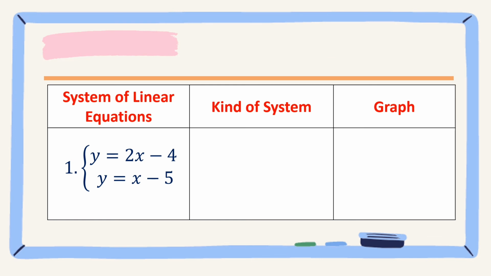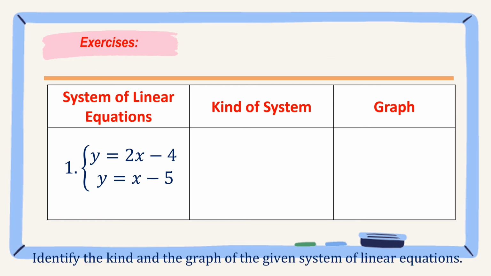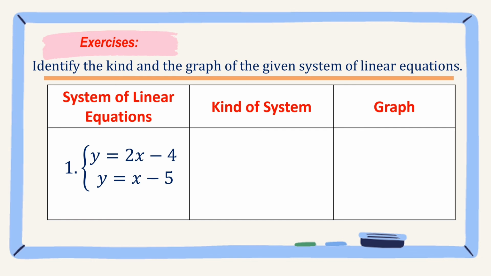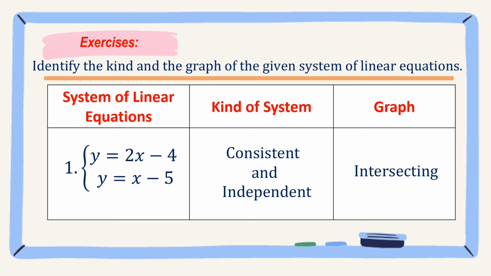Now let's have some exercises. Identify the kind and the graph of the given system of linear equations. You have 5 seconds to answer. Time's up. The correct answer is consistent and independent. The graph is intersecting.